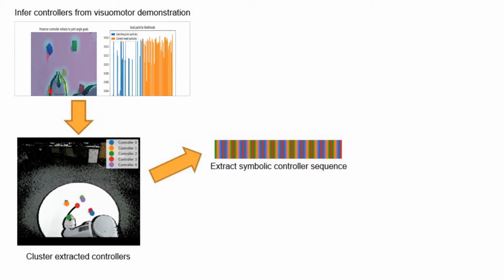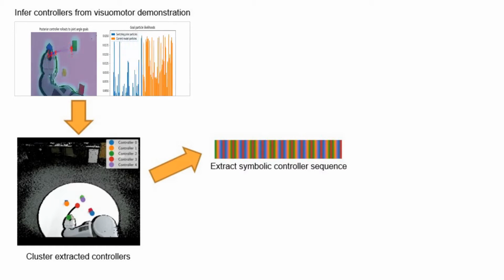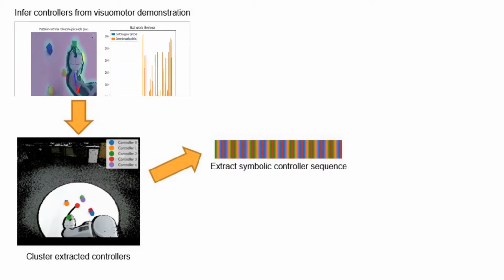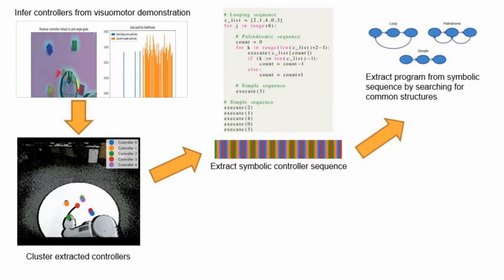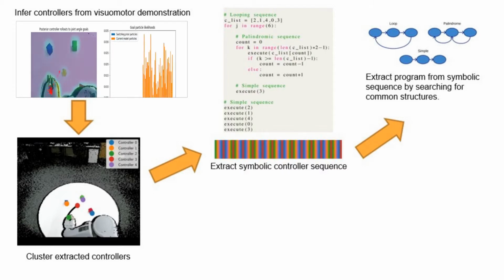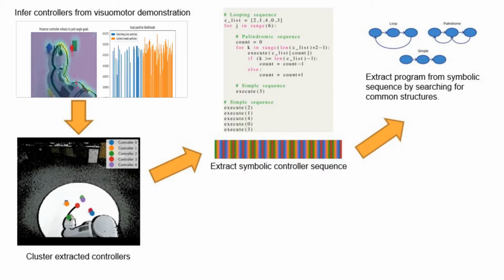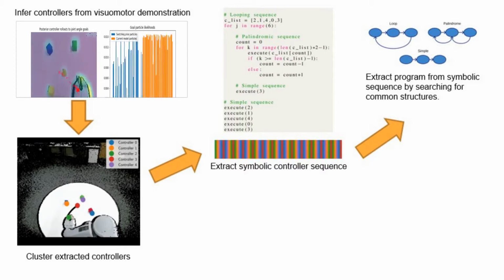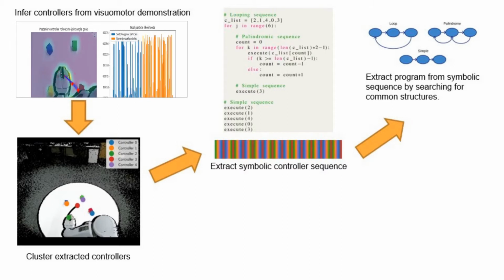We treat this controller trace like a string, and search for common structures expressible using our proportional controller grammar. By identifying repeated structures like loops and palindromes, we simplify the trace to produce an actual program. A loop is just a repeated substring, while a palindrome involves moving through a sequence of states and then reversing out of these in order.